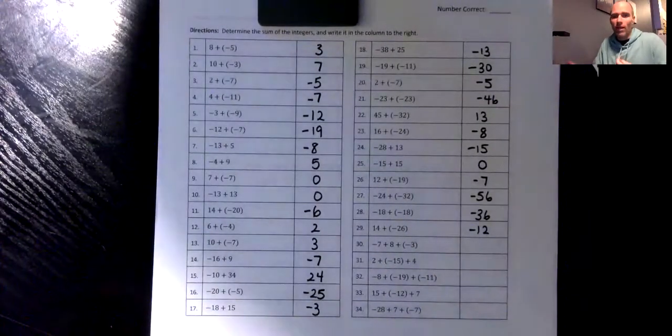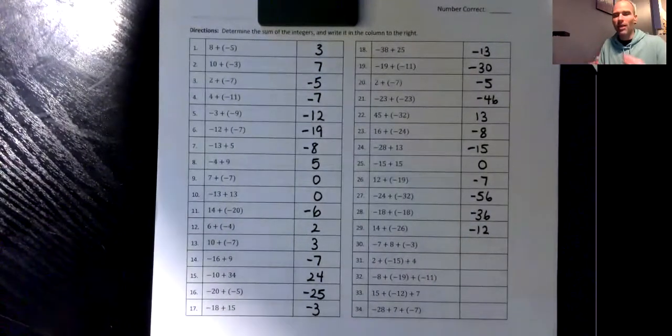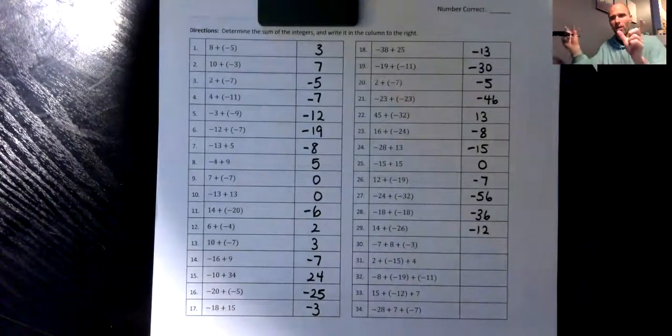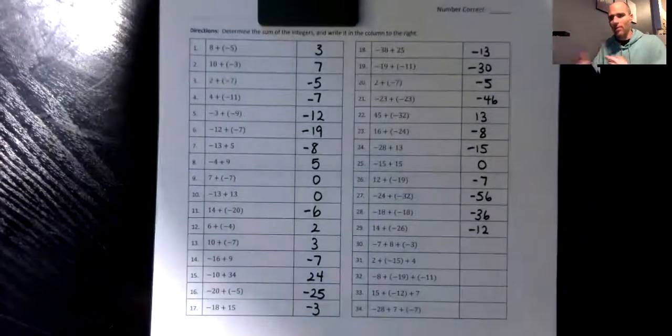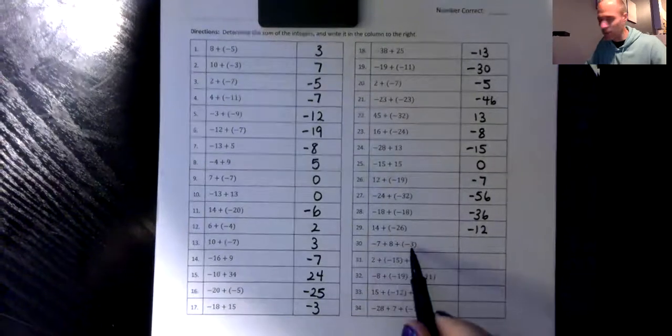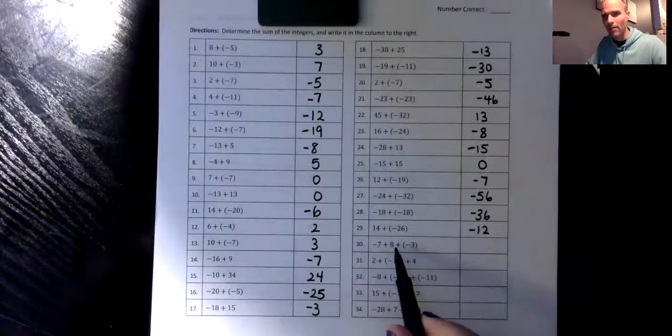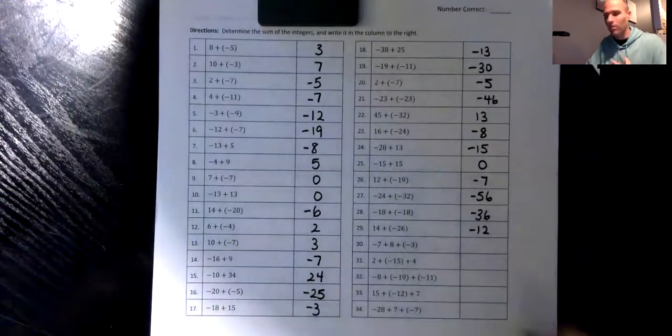You could do it any way you like. You could just go left to right or whatever order, it doesn't matter. That's just the way I will always do it. Negatives, positives separately, and then combine them at the end. So here I'm going to add the negatives. 7 plus 3 is 10. So I have negative 10 plus 8. Subtract them. 10 minus 8 is 2.